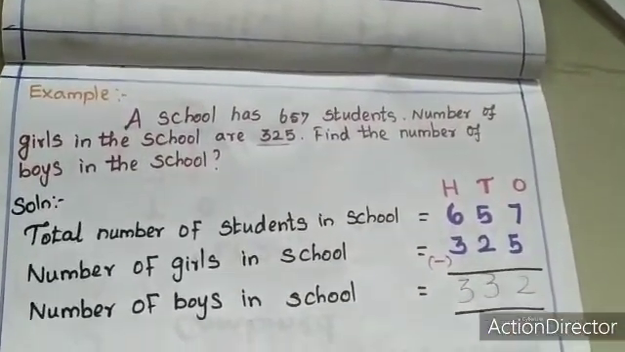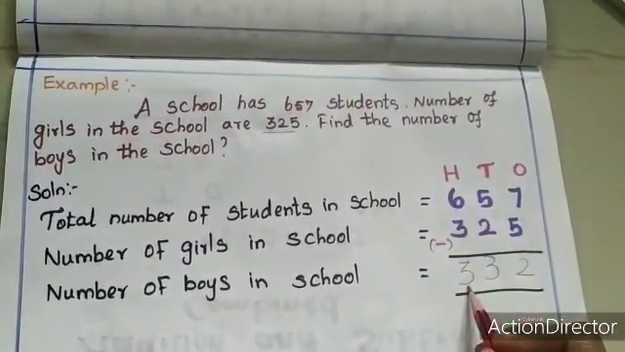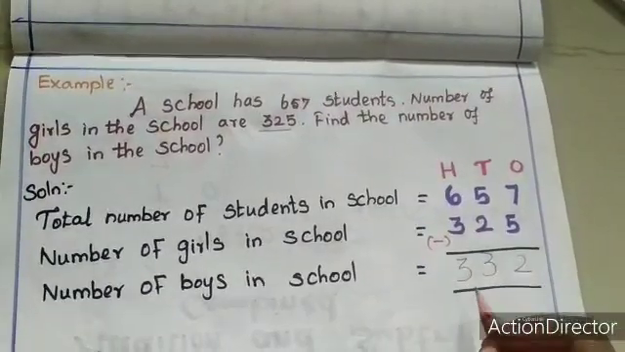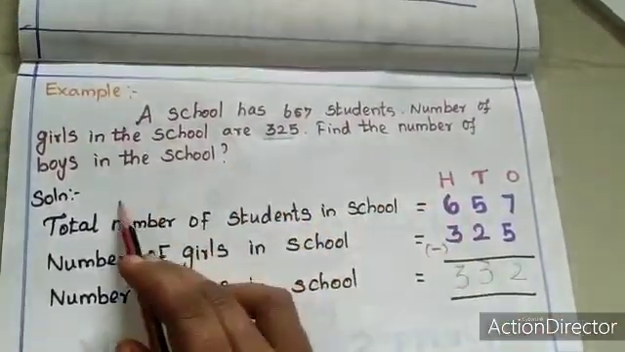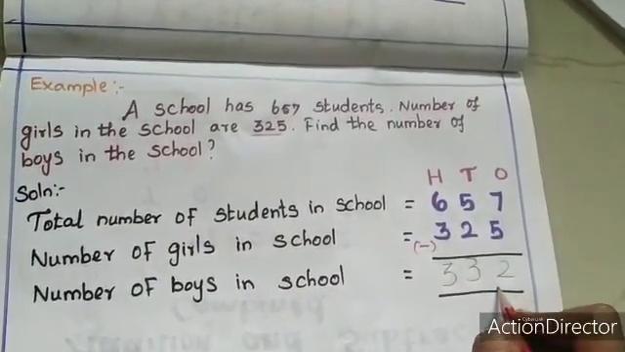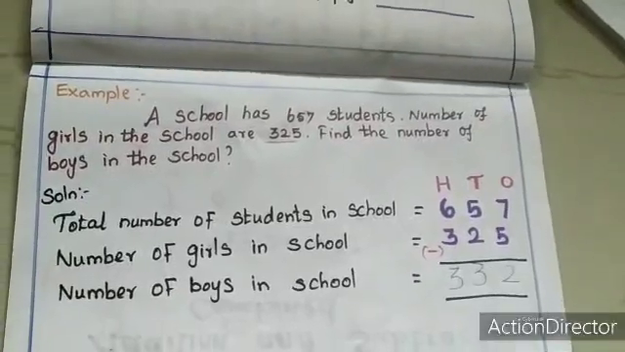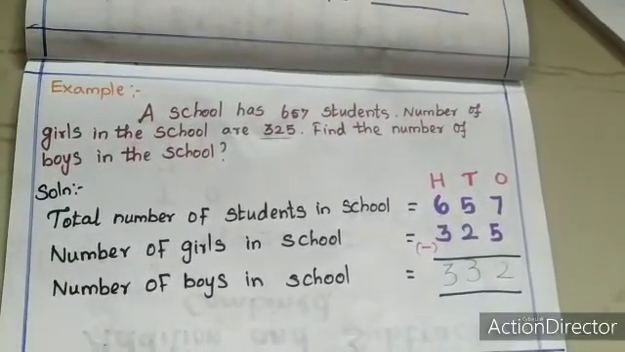So how many number of boys in the school? Tell me children. Yes, 332. So we find the number of boys in the school, 332. So the answer is 332. All of you understand children?